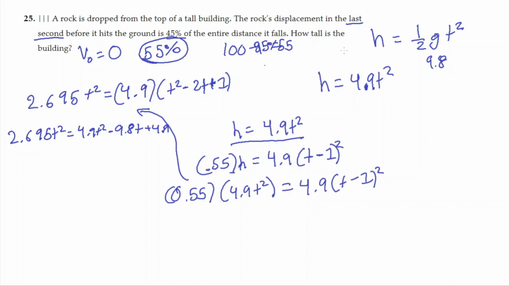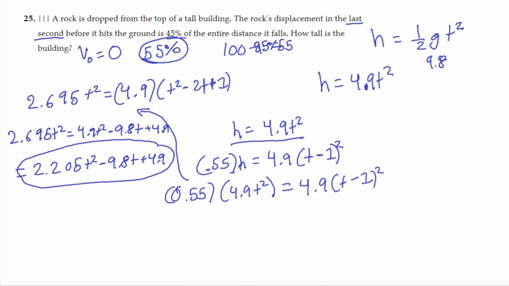And now all we need to do is just solve for t. So to do that, we're going to get everything to one side right now. So we're going to have 2.205 t squared minus 9.8 t plus 4.9. And now this is the quadratic function that we have. So we want to solve for t, because t is essentially going to give us our time, and then through that we can find how tall the building is.